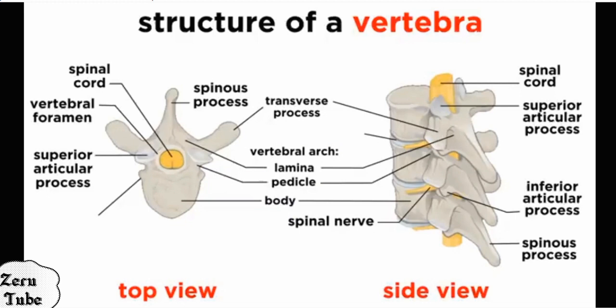ላሚና እና pedicle ባንድ ላይ ሆኖ ምን እንላቸዋለን? vertebral arch እንላቸዋለን. The other parts of the vertebra are the spinal process and the transverse process. There is a single spinal process and a pair of transverse processes. We also have the superior articular process and inferior articular process, which are very important for articulation of rib. ከሪብ ጋር articulate ለማድረግ የሚጠቅሙ articular processes አሉ. They are two, superior articular process and inferior articular process ብለን በሁለት እንከፍላቸዋለን.